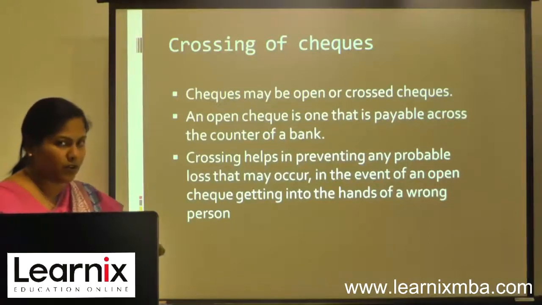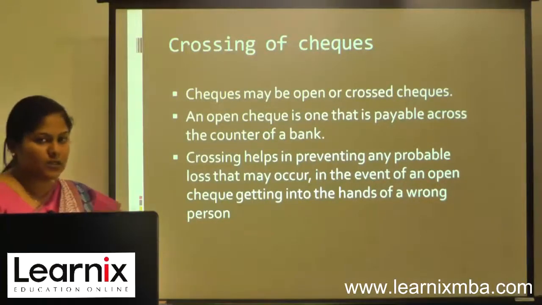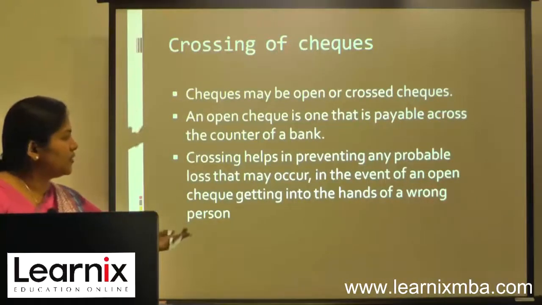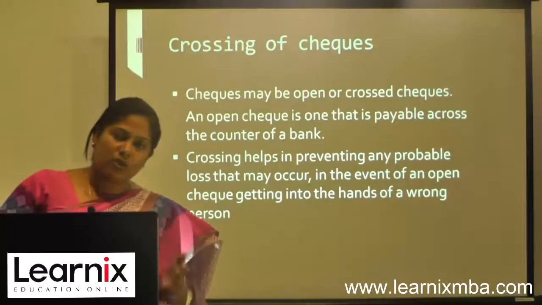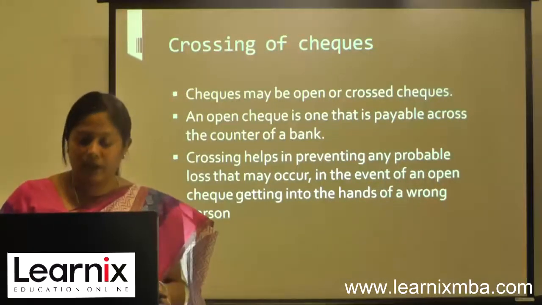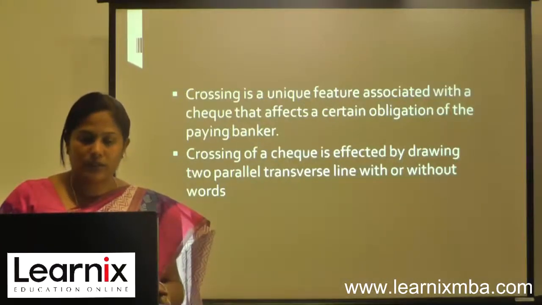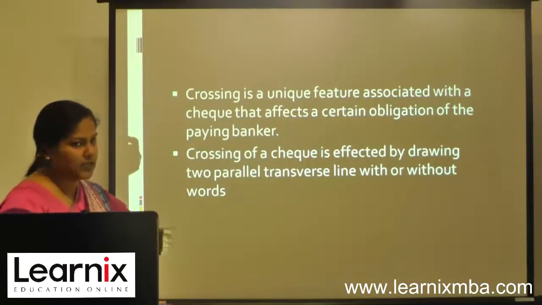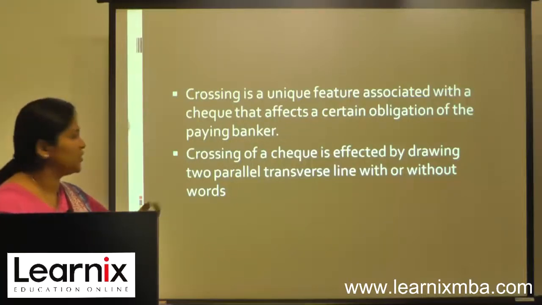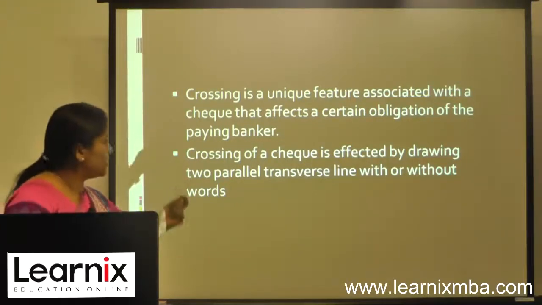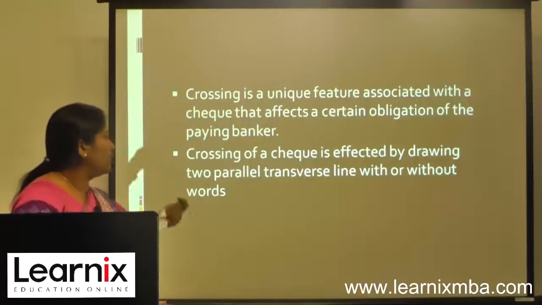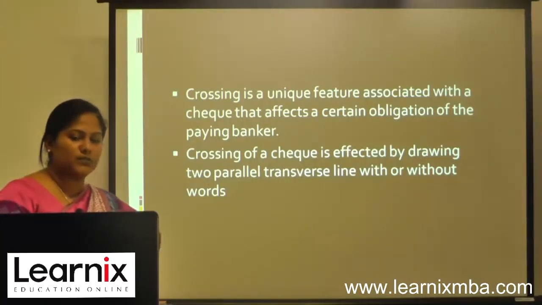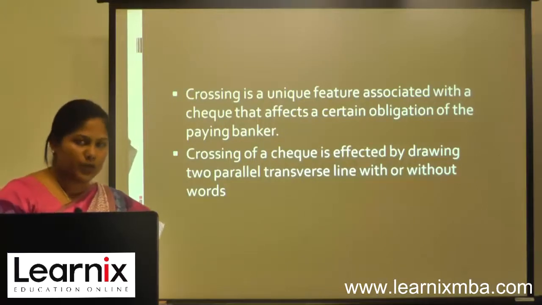Once the check has been crossed, if the check is lost or in any such case, you can prevent it from getting into the hands of a wrong person. Crossing of a check is a unique feature associated with a check that imposes a certain obligation on the paying banker. A crossed check cannot be paid over the counter. Crossing of a check is effected by drawing two parallel transverse lines, with or without words.